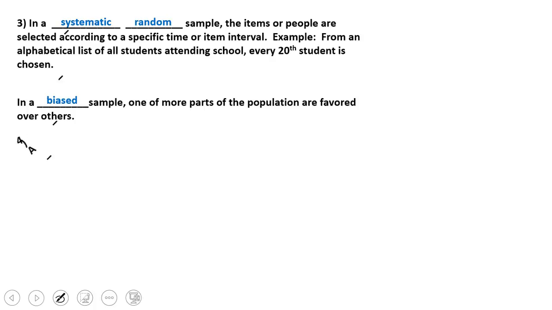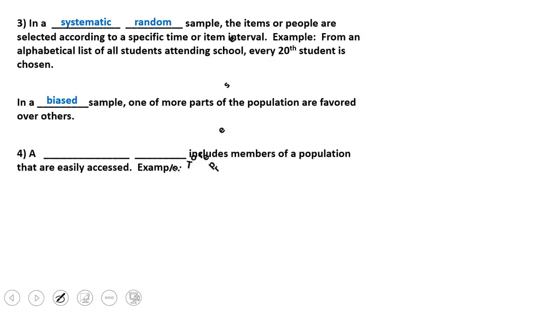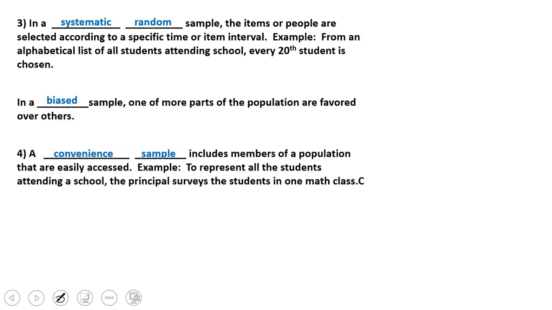All right? So, there are 2 ways to have biased samples, and I mentioned both of those to you already. The first one being a convenience sample. In other words, this includes members of a population that are easily accessed.